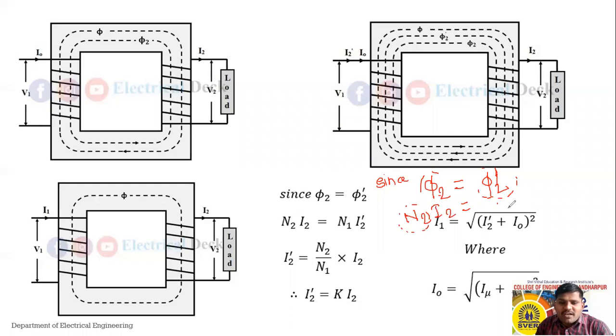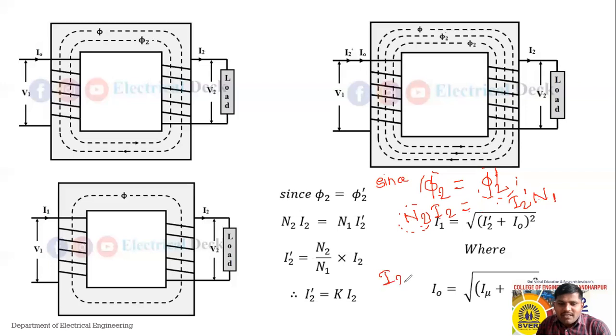Phi2 dash flux कोणत्या करंट मुळे प्रोड्यूस होतोय? I2 dash. Okay. And how many number of turns is there? कोणत्या वाइंडिंग मध्ये प्रोड्यूस होतोय? प्रायमरी का सेकंडरी? Primary. So the number of turns at the primary side is N1. So the equation is N2 I2 equals N1 I2 dash.